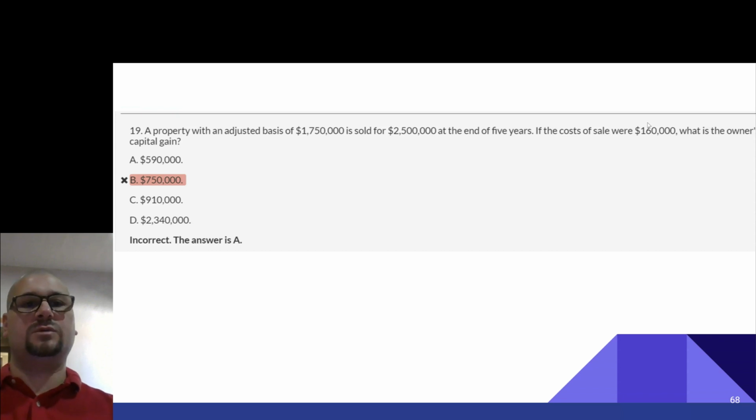A property with an adjusted basis of $1.75 million is sold for $2.5 million at the end of 5 years. If the cost of sale were $160,000, what is the owner's capital gain? So $590,000.